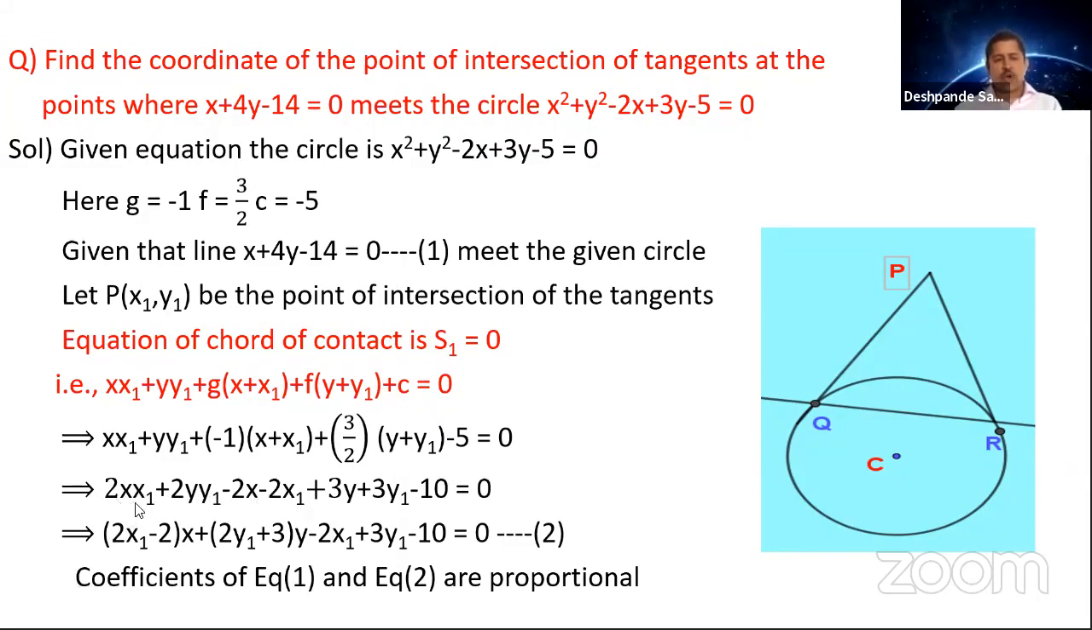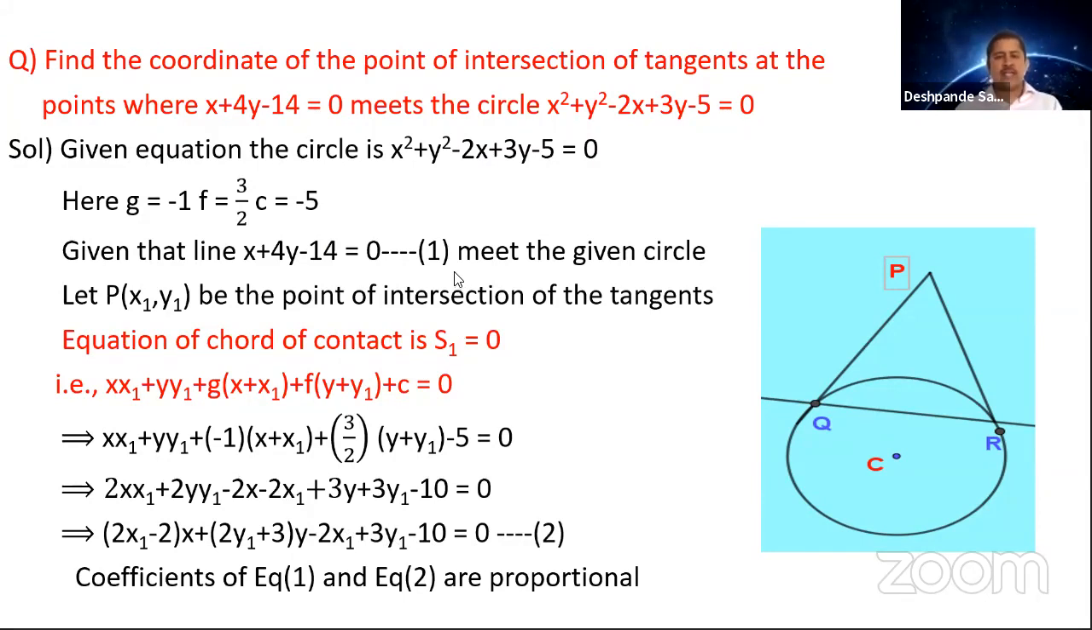You can take x common, so you can write 2x1 minus 2 of x. You find a y here and a y here, so you can write 2y1 plus 3 of y. Then all the constant terms: minus 2x1 plus 3y1 minus 10 is equal to 0. This is equation 2.